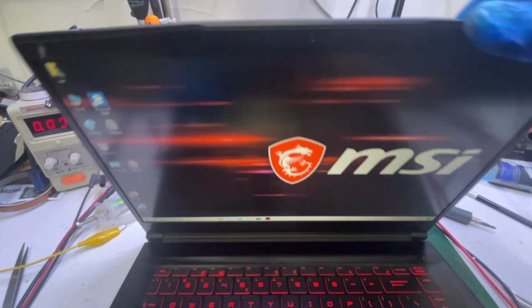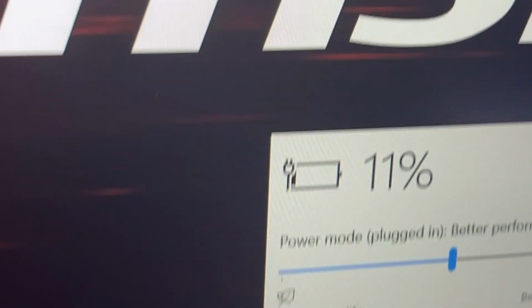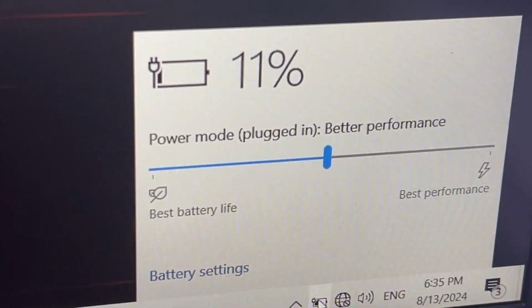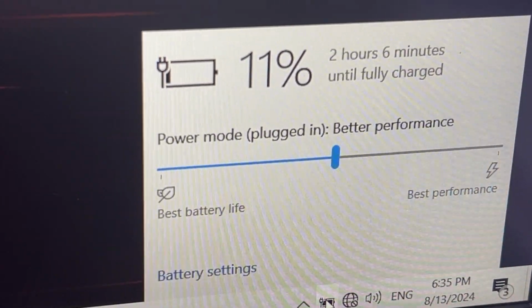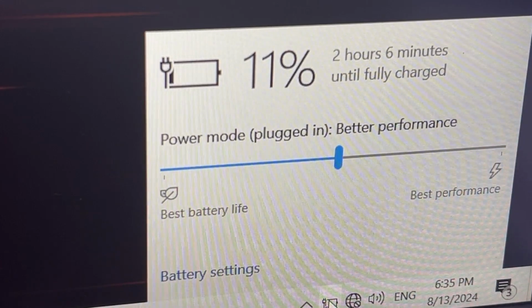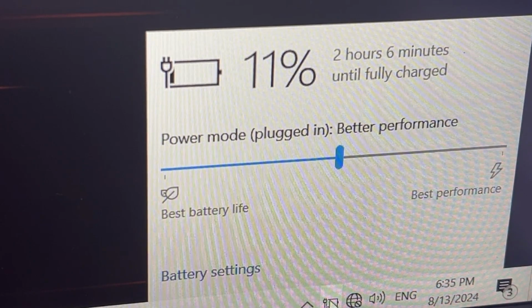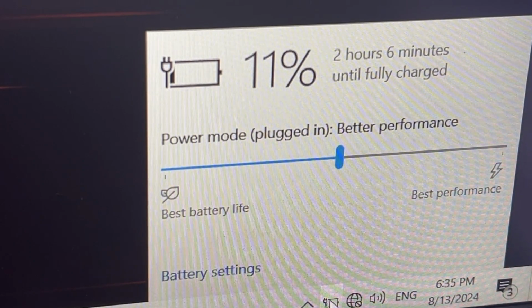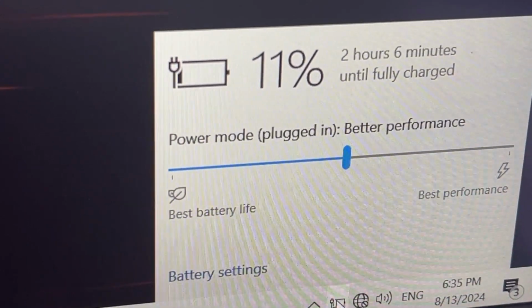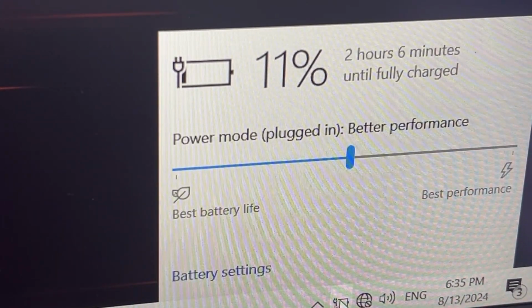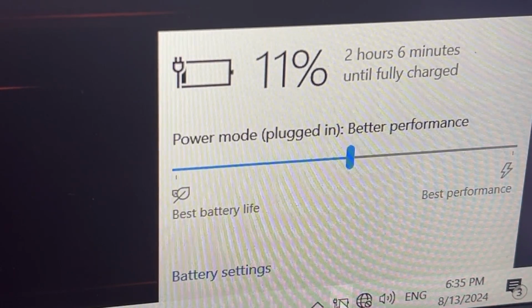Okay, let us see the battery, if it is charging or not. As it seems it's charging, yeah? 11% plugged in. Let me wait for a moment. If it comes to 12%, okay, the EC chip is seeing the battery and reading the battery, right? So the battery gives 2 hours, 6 minutes until fully charged. That means it's very good. The battery is working fine.